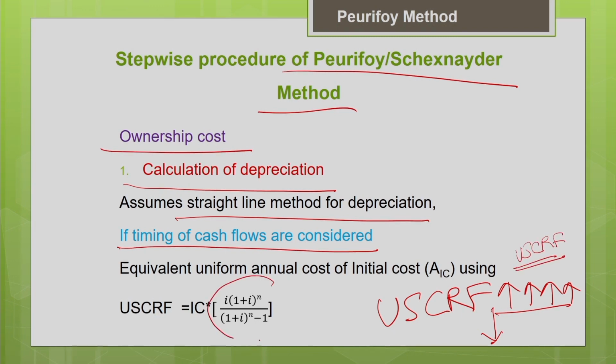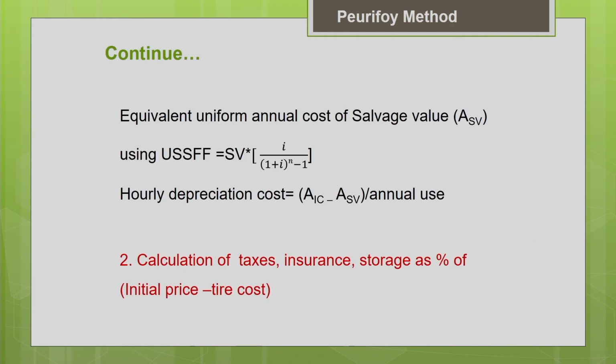So this is the uniform series capital recovery factor. This is your initial cost. You multiply both, you will get the equivalent uniform annual cost of your purchase price or the initial cost. Here you are supposed to deduct the tire cost, because tire cost will be considered only under the operating cost. And the next one is your future salvage value.